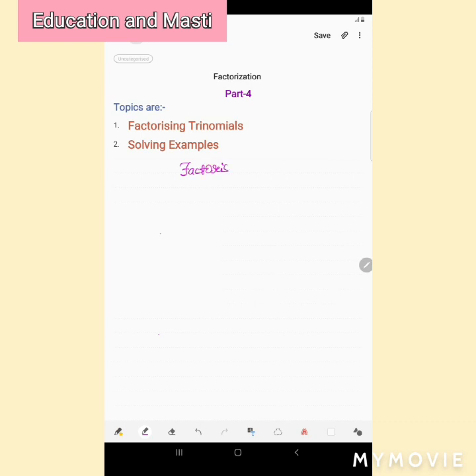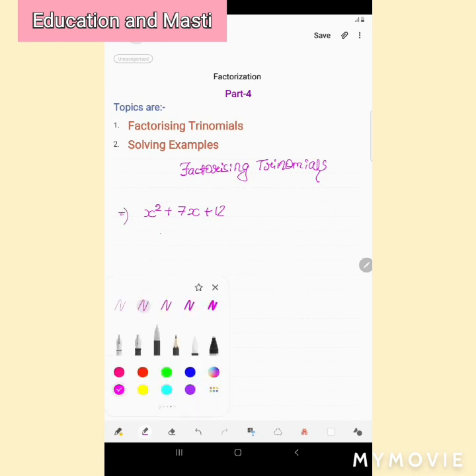So first we need to know what trinomials are. Let me write and show you. Something like x square plus 7x plus 12 in algebraic form is called a trinomial. Okay, so what is the meaning of factorizing trinomials? I am going to make you understand that.